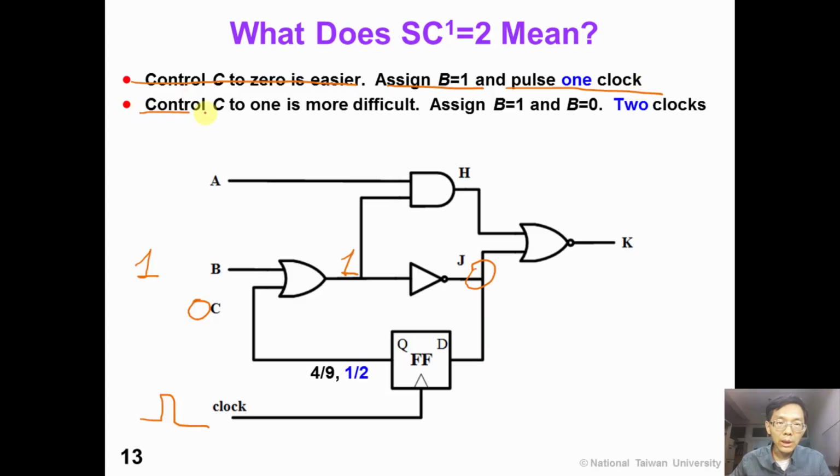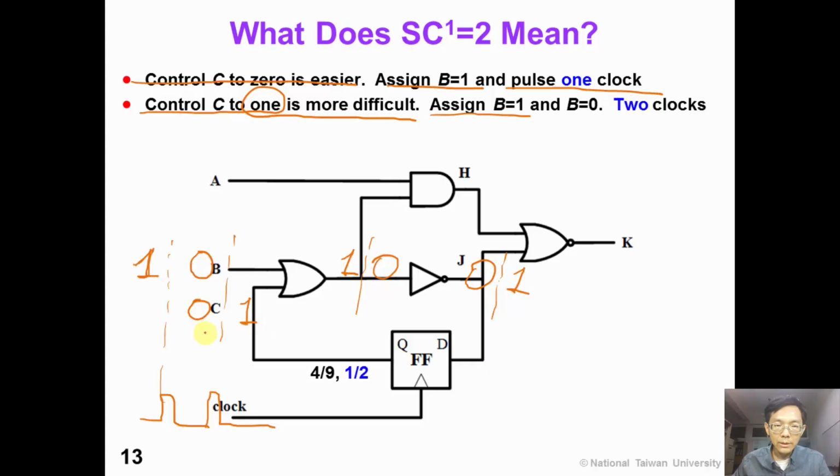However, if we want to control C to 1, it is more difficult. We need to do two things. In the first cycle, we assign B to 1. And then in the second cycle, we would need to assign B to 0. In this way, we have 0 in the second cycle, and 1 in the first cycle. After we pause the second clock, C would become 1.